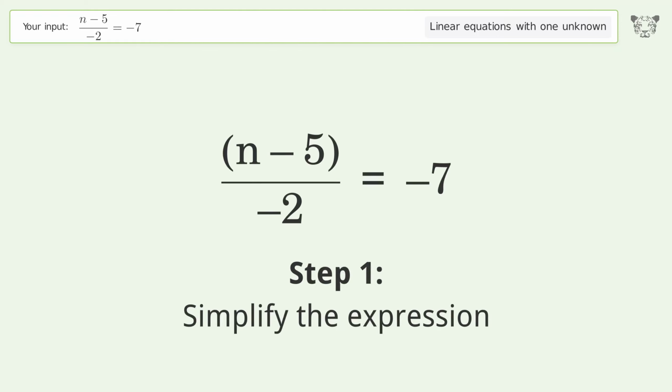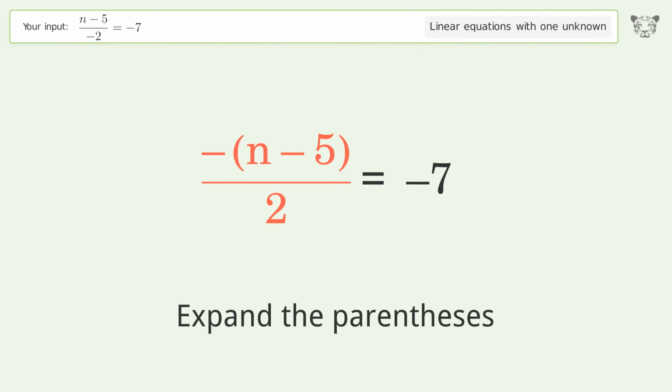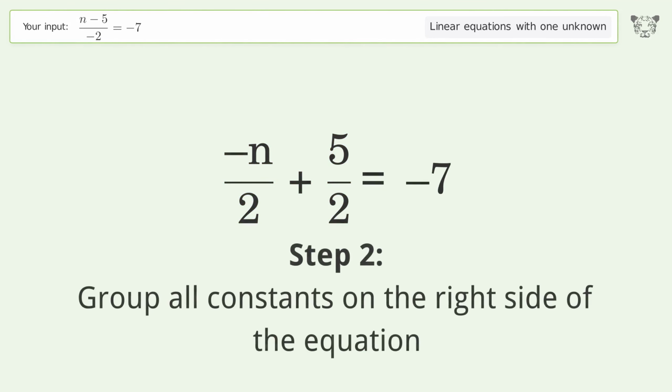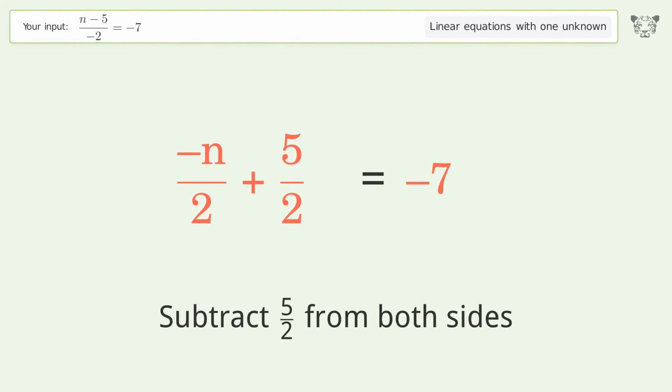Simplify the expression. Move the negative sign from the denominator to the numerator. Expand the parentheses. Break up the fraction. Group all constants on the right side of the equation. Subtract 5 over 2 from both sides.